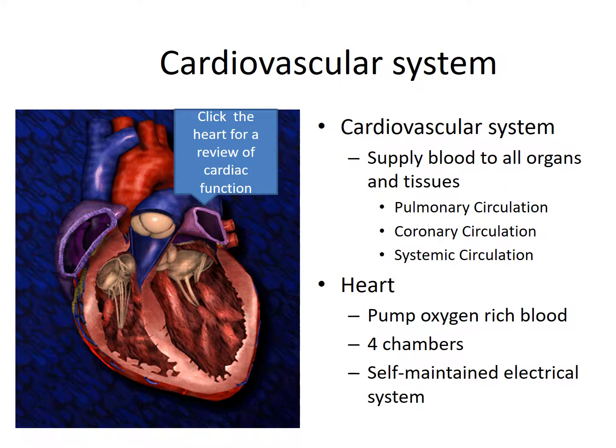As a quick review of the cardiovascular system, remember the heart supplies blood to all organs and tissues: pulmonary, coronary, and systemic circulation. The heart is basically a four-chambered pump with its own self-maintained electrical system. You can pause the playback and click on the picture for a review of cardiac function.